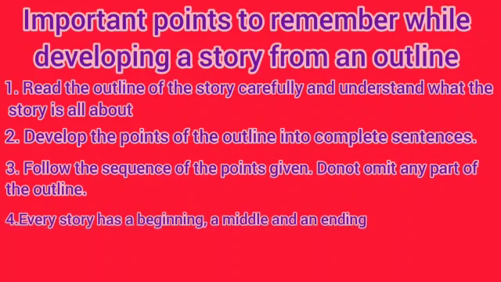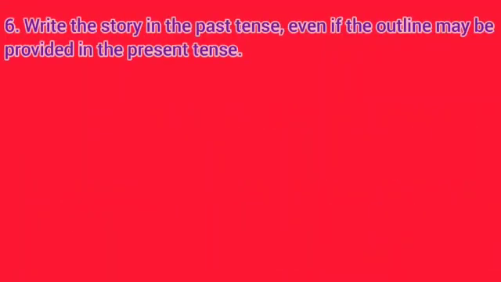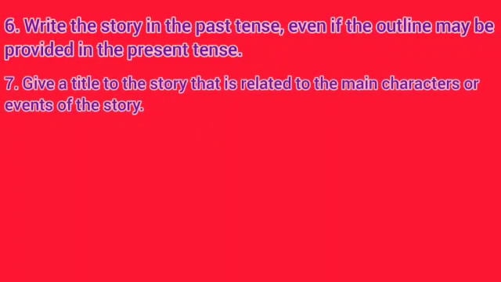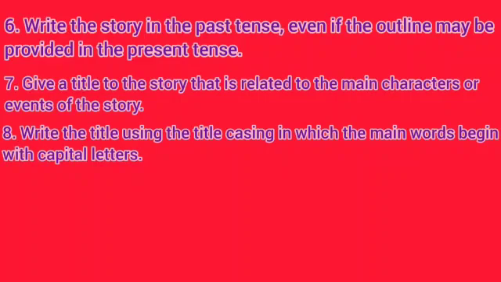Fourth, every story has a beginning, a middle, and an ending. Fifth, include details to make the story interesting and understandable. Sixth, write the story in the past tense even if the outline may be provided in the present tense. Seventh, give a title to the story that is related to the main characters or events of the story. Eighth, write the title using the title casing in which the main words begin with capital letters.